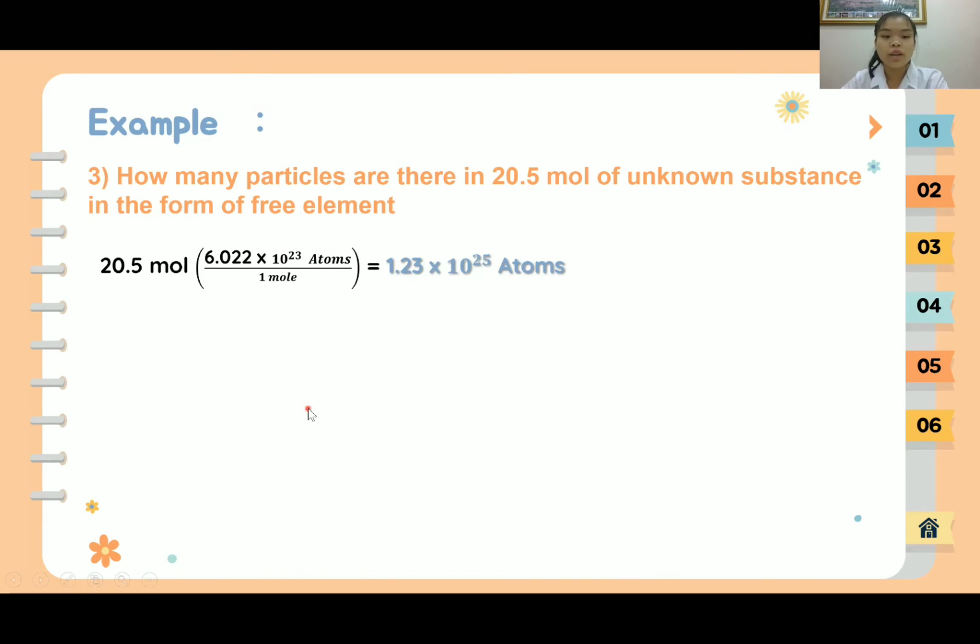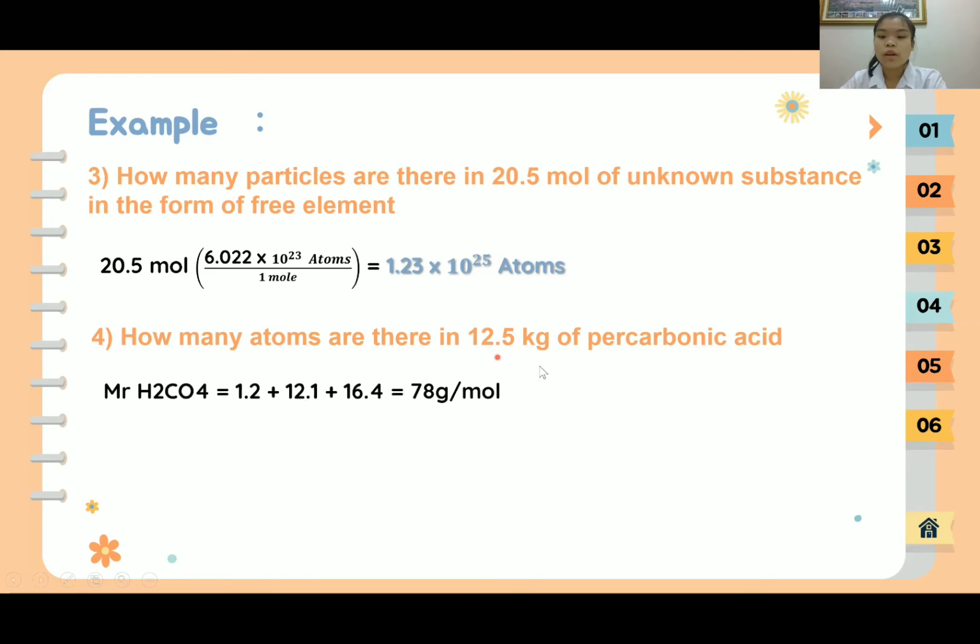And the last example is, how many atoms are there in 12.5 kg of percarbonic acid? First, we need to search the molar mass, whose chemical formula is H2CO4. Because it has 2 H, so 1 times 2, plus the C is only 1, the atomic mass of C is 12, so 12 times 1, plus because the oxygen is only 4, so the atomic mass is 16, so 16 times 4 equal to 78 gram per mole.